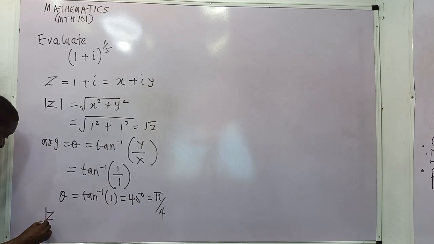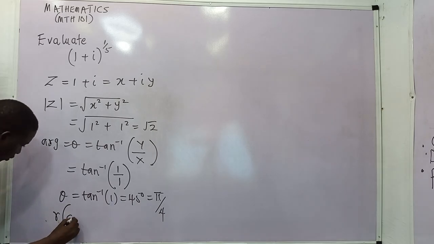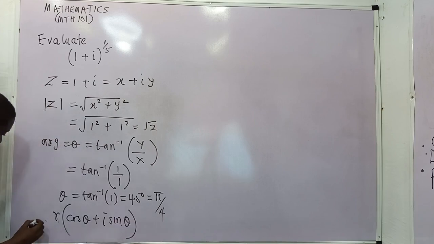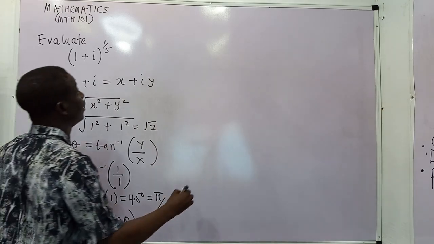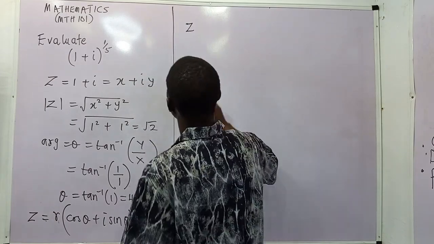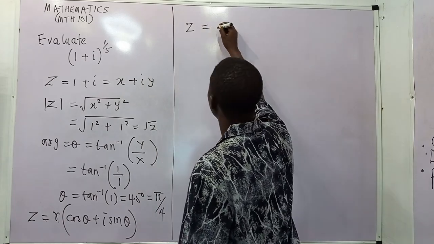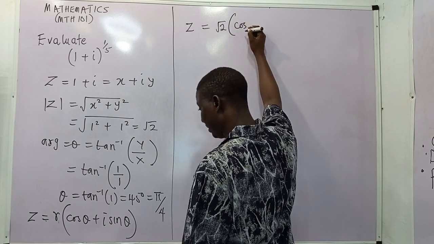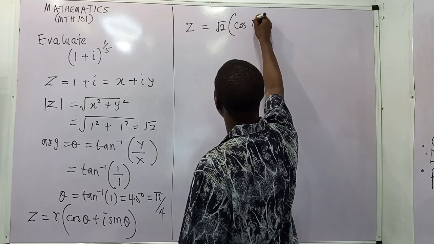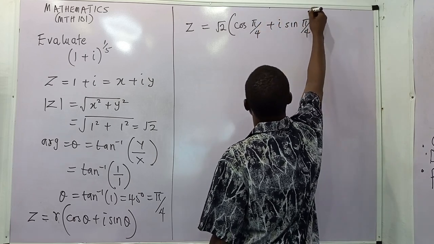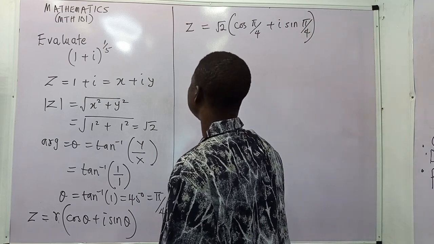Since we have solved that, which is the argument in radians, we can now combine them. r into the bracket cos theta plus i sine theta is the polar form of z. So we have z equal to root 2 open bracket cos pi over 4 plus i sine pi over 4, then close the bracket. Now this is the polar form.